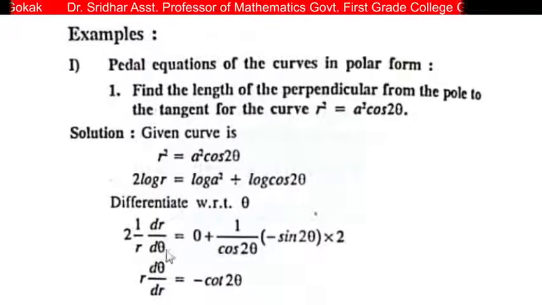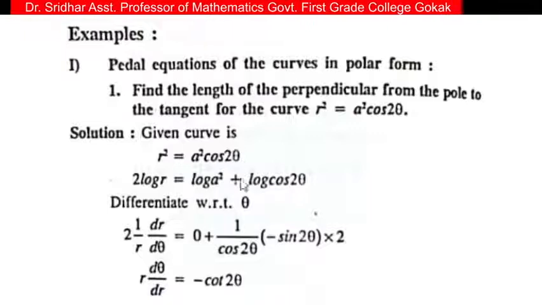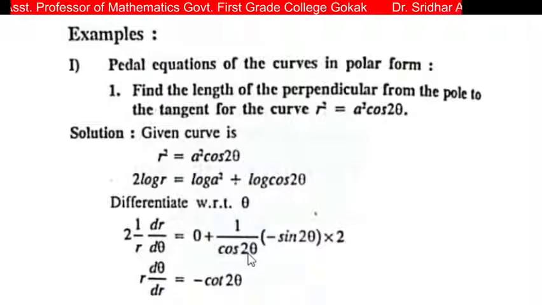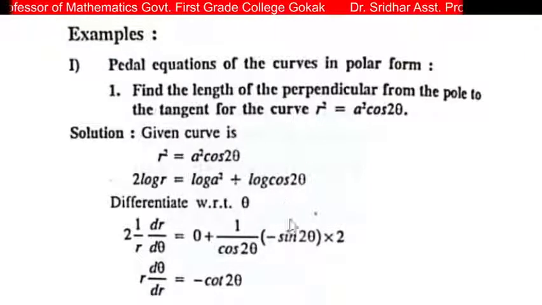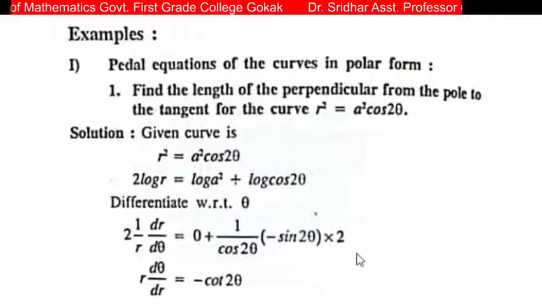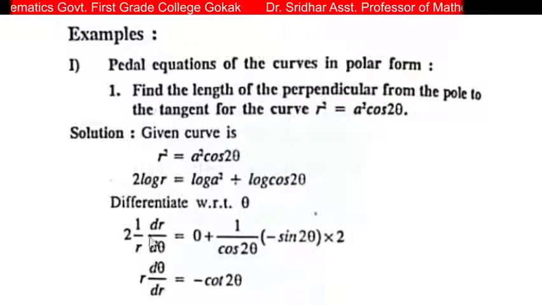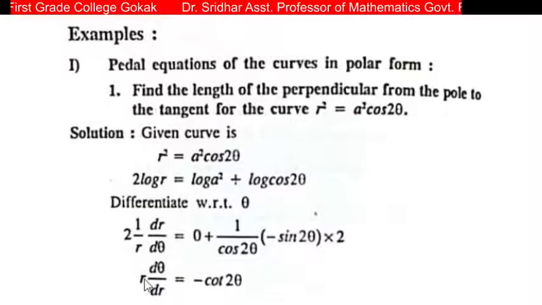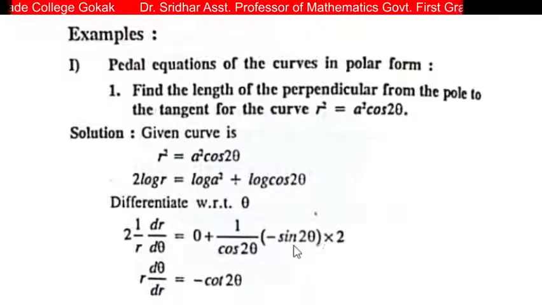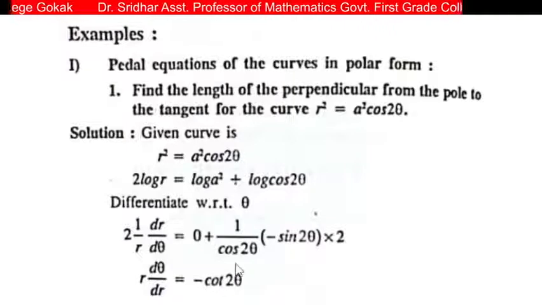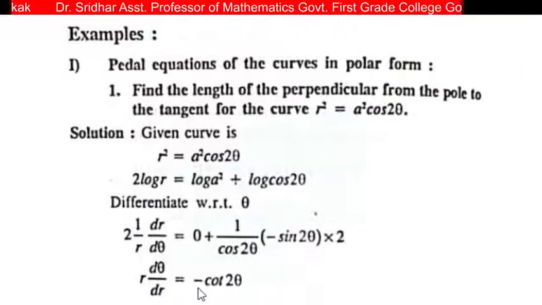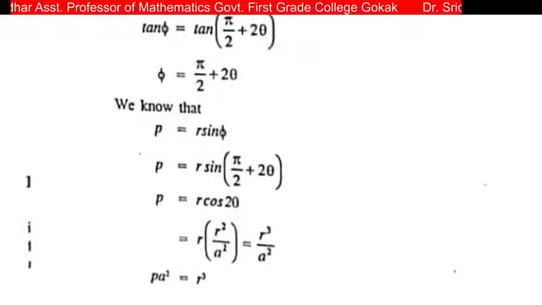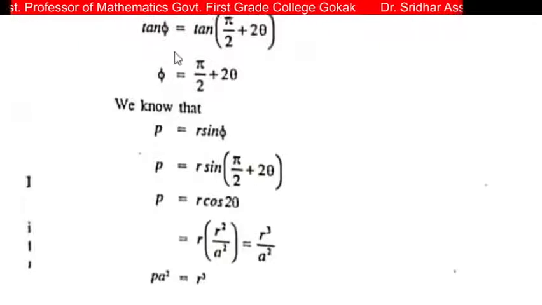So 2 by r dr by d theta equals, a is constant, so the differentiation of a constant is 0, plus the differentiation of log cos 2 theta, which is 1 by cos 2 theta, and then the differentiation of cos 2 theta is minus 2 sin 2 theta into 2. The 2 gets cancelled, and then we reverse this, which gives r into d theta by dr equal to minus cos 2 theta by sin 2 theta, which is nothing but minus cot 2 theta.